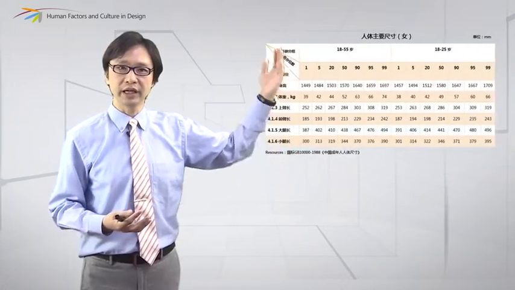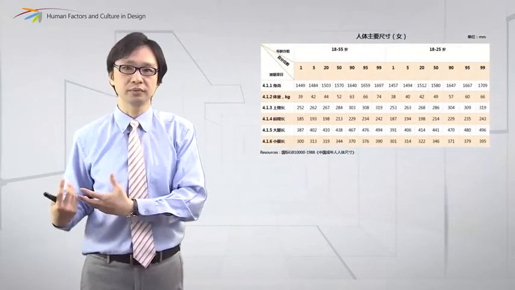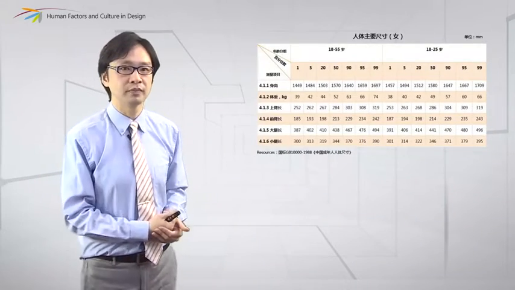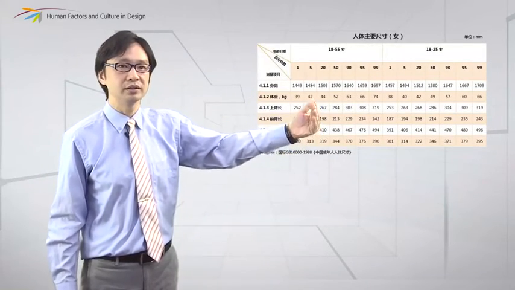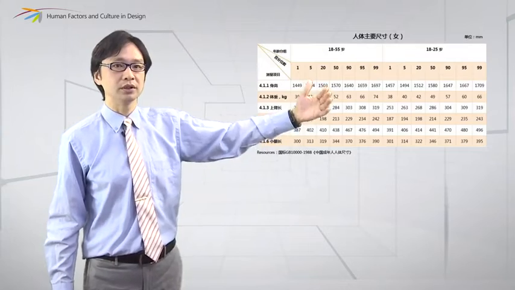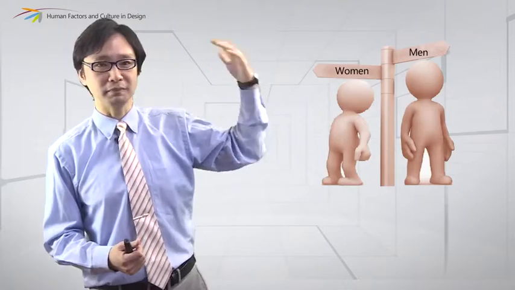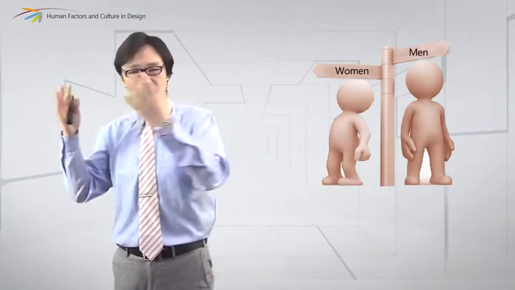Let's move on to see Chinese ladies. Again, there are two groups. The first group is from 18 to 55. The second group is from 18 to 25. And the 50th percentile height of the first group was 1.57 meter. And the second group, which is a younger group, is 1.58 meter. A little difference. But relatively, we see ladies are shorter than men. For Americans, yes. For Chinese, yes.